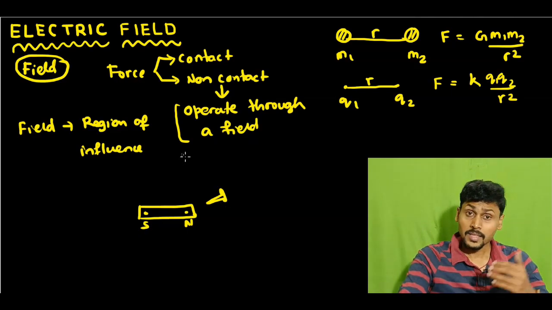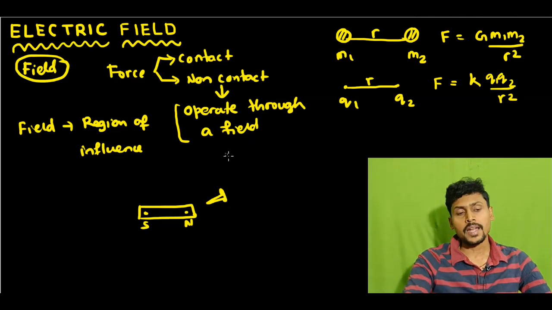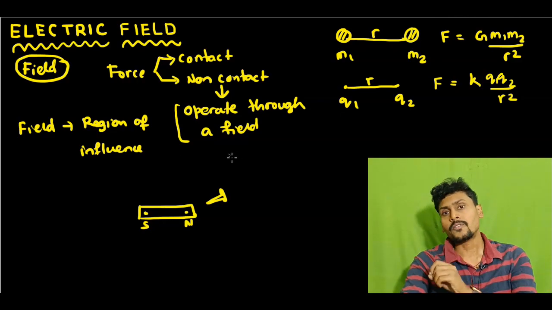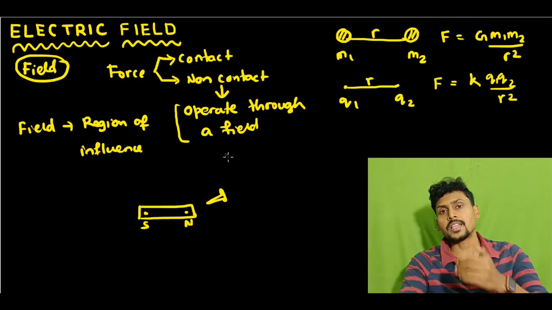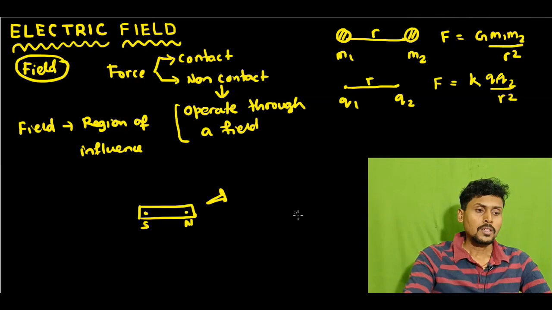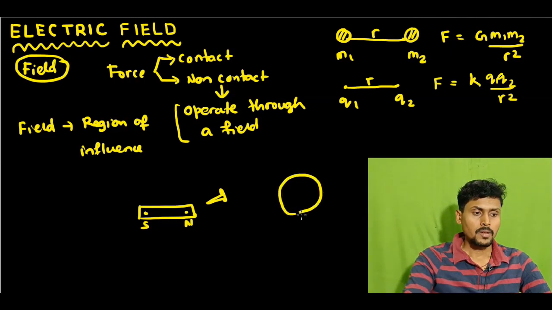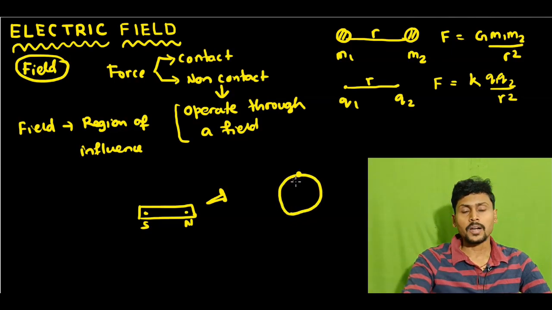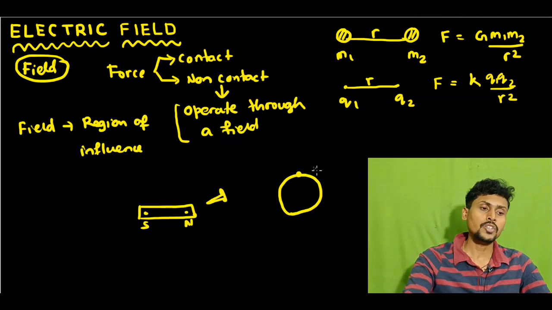Similarly, in class 11, we discussed the variation of acceleration due to gravity, or variation of g with height. Suppose this is Earth. On the surface of Earth, the value of g is 9.8 meter per second square.